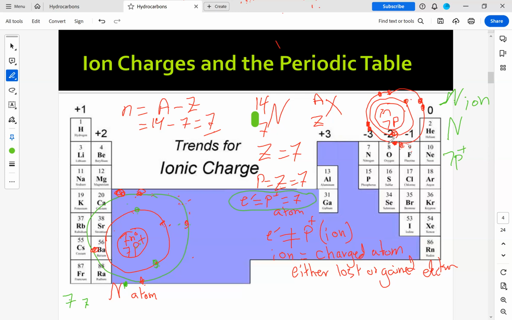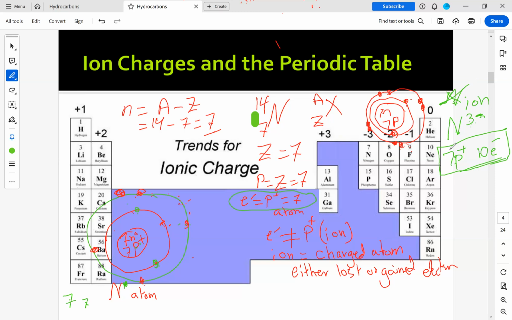Count them, please. 1, 2, 10. 10 electrons. Which one is bigger? The electrons. By how much? By 3. So 3 minus. You are saying that this nitrogen has 3 electrons more. So we cannot write N anymore. If I write N, this is wrong. N 3 minus. And this is how I calculate the charge.